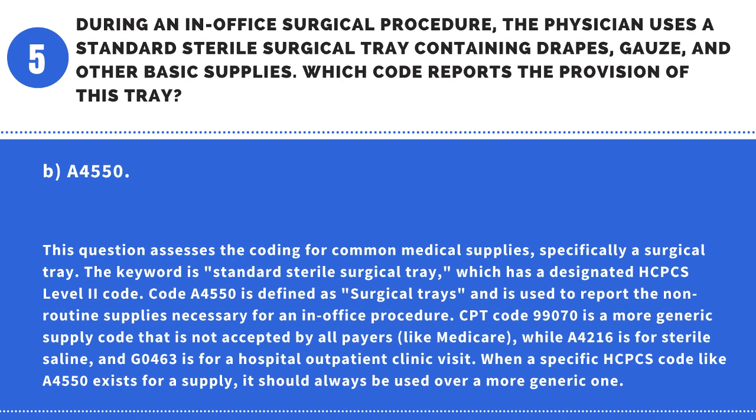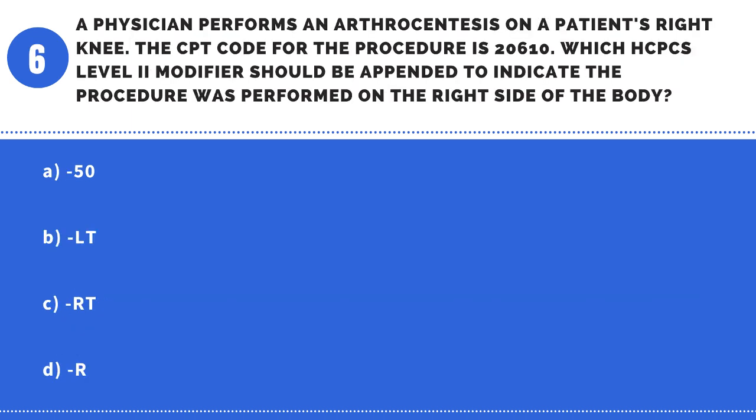one. Question 6. A physician performs an arthrocentesis on a patient's right knee. The CPT code for the procedure is 20610. Which HCPCS Level II modifier should be appended to indicate the procedure was performed on the right side of the body? A. -50. B. LT.